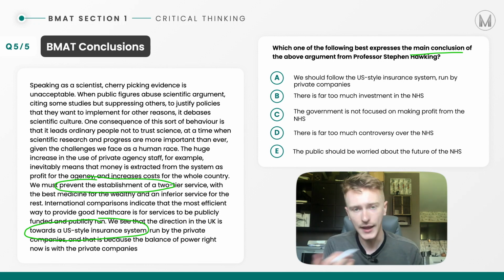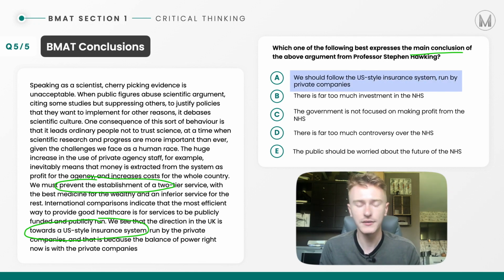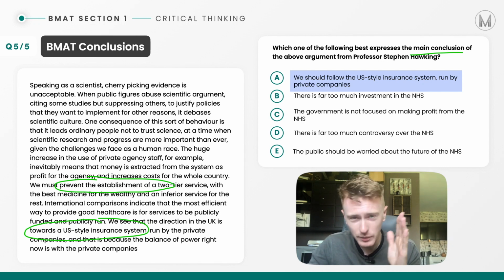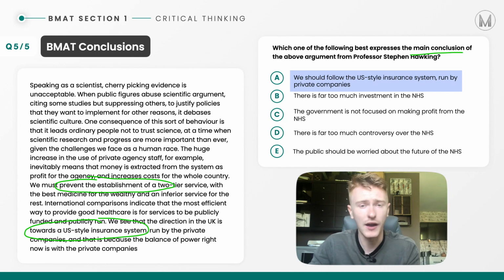So let's look at the answer options. Answer option A, we should follow the US-style insurance system run by private companies. Clearly that's incorrect. Stephen Hawking is against this idea. He's saying that we are heading towards that direction, but he very much disagrees with it. He thinks we must prevent the establishment of this private system.